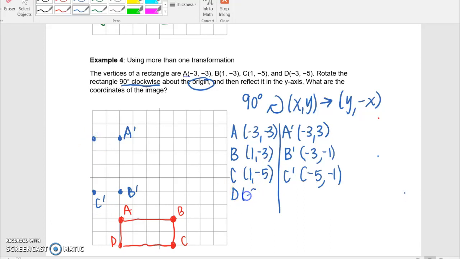D was at -3, -5, and we're going to switch. That -5 moves to the front, or the X value, and the X value -3 switches to the Y value and becomes its opposite, so +3. So D prime. So I'm going to label that. Ooh, that doesn't look good. Let's fix that. I'm going to label that 1.